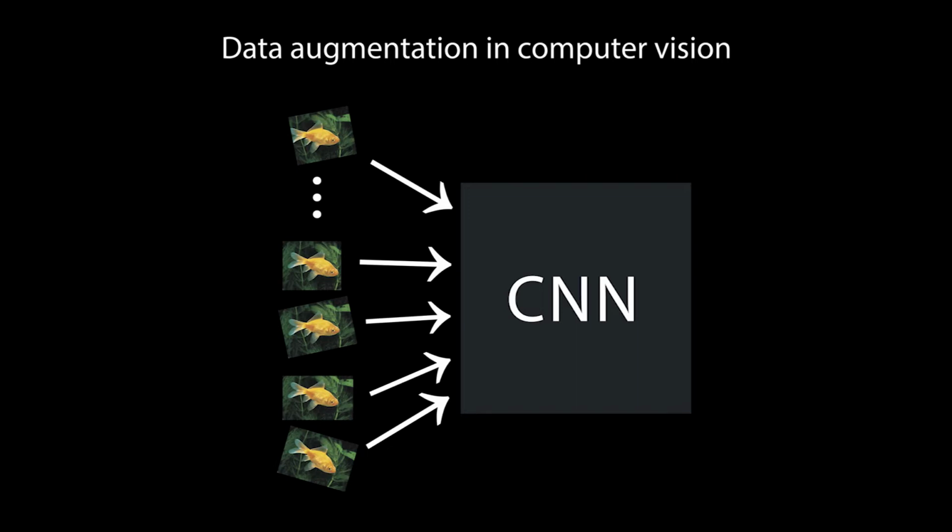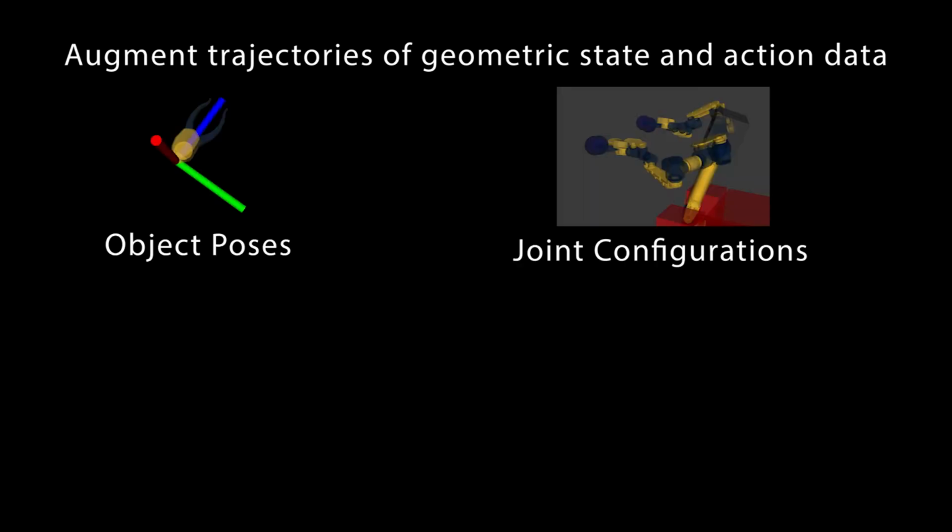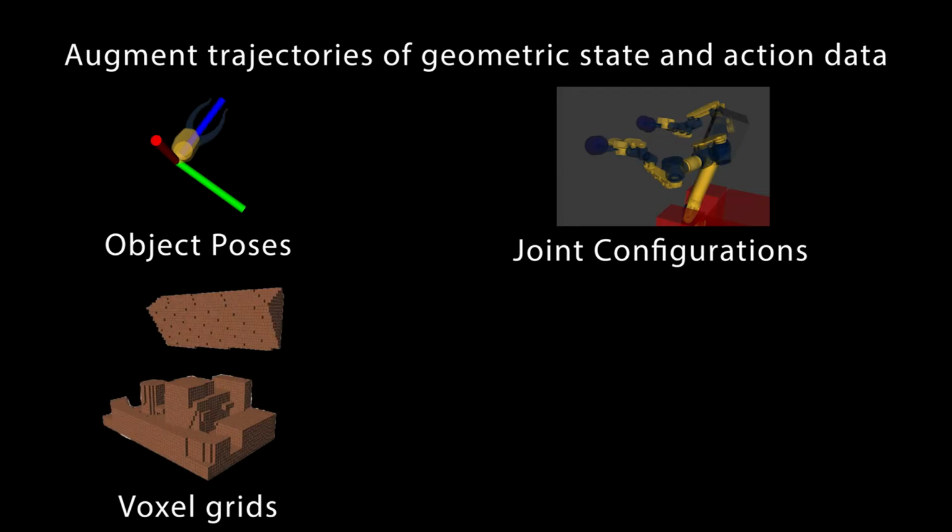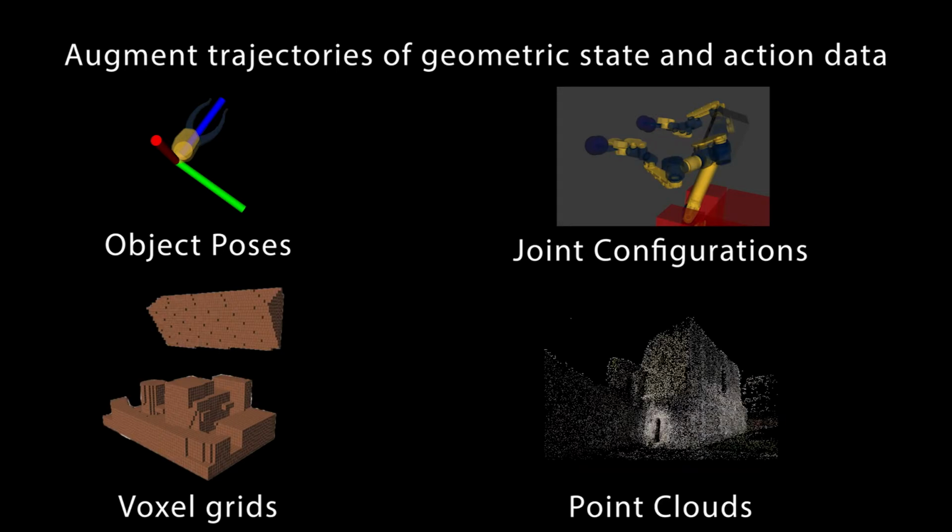Although there are well-established augmentations for image and text, the same cannot be said for robotics. We aim to augment trajectories of geometric state and action data. This includes data like object poses, joint configurations, voxel grids, and point clouds. Furthermore, we focus on short trajectories where some objects in the scene and/or the robot are moving.